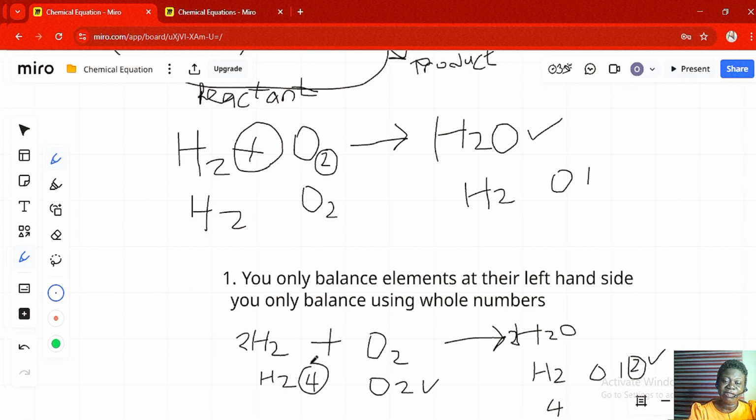So hydrogen is 4 at the reactant side, hydrogen is 4 at the product side. Oxygen is 2 at the reactant side, oxygen is 2 at the product side. So this equation is now balanced. Now let's look at the second example. This time around, this example will be from a past question.